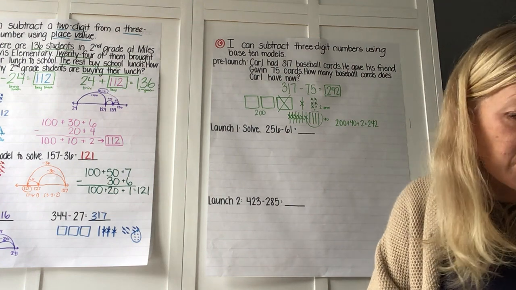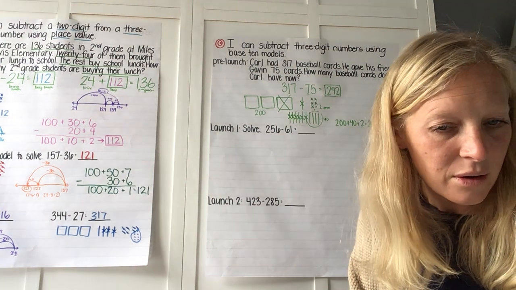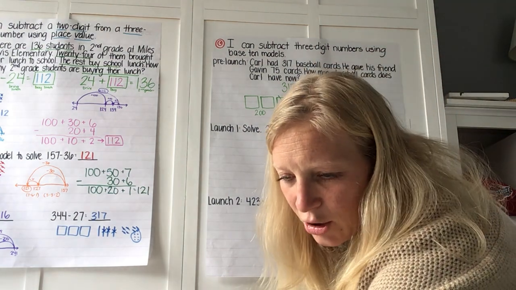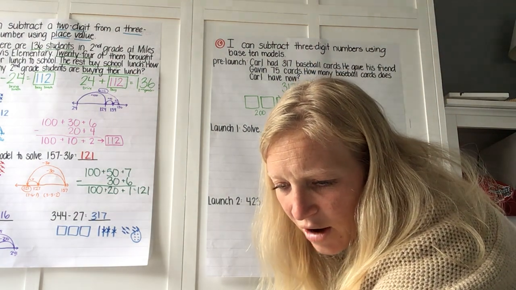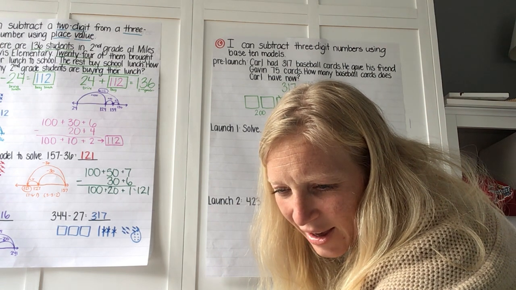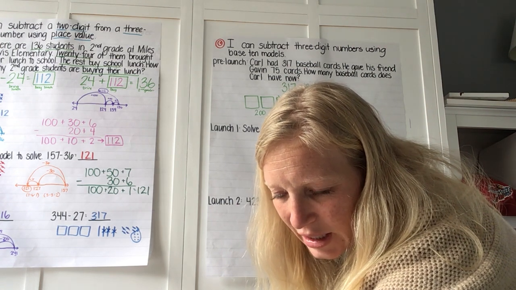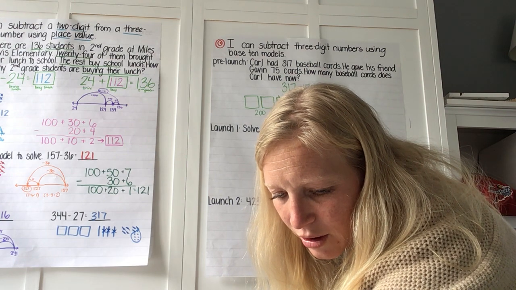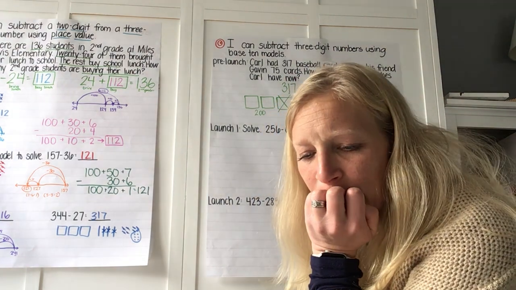So what are you going to actually regroup? I don't see you regrouping here. You didn't have to cross anything off. Why didn't you have to cross anything off? How did you show 256? Why did you do it that way?